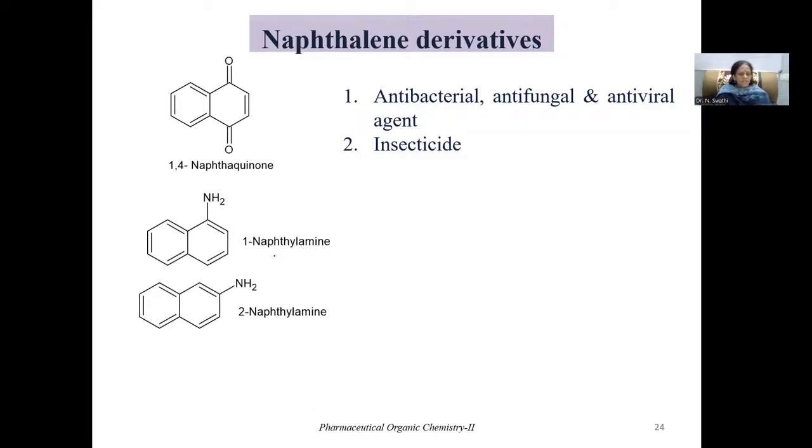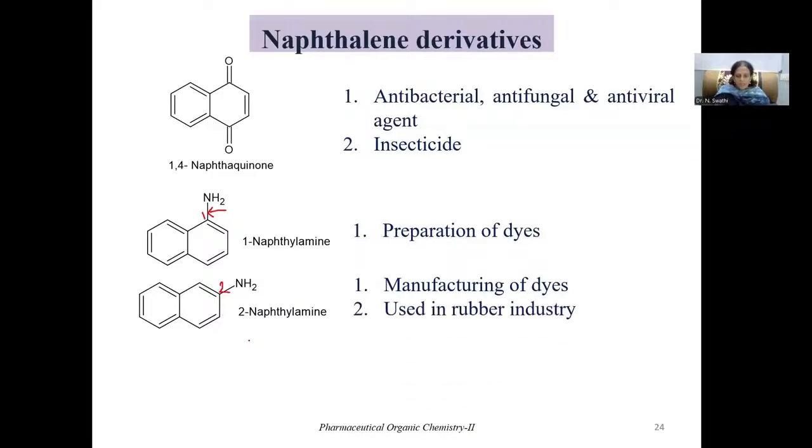Now a few more naphthalene derivatives are 1-naphthylamine and 2-naphthylamine. Here the naphthalene ring systems are given, and 1-naphthylamine has an amino functionality at the first position, while in 2-naphthylamine, as the name itself indicates, the amino group is present at the second position. 1-naphthylamine is used in the preparation of dyes. In fact, both naphthylamines, all the naphthalene derivatives, are usually used in the manufacturing of dyes. In addition, 2-naphthylamine is used in the rubber industry also. I hope the structure and uses of naphthalene and its derivatives are clear to you. You may get this as a 5 marks question also.